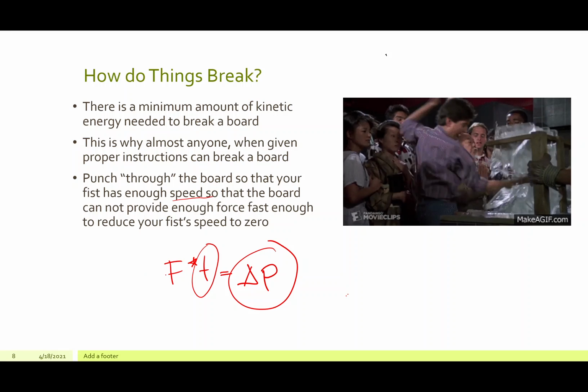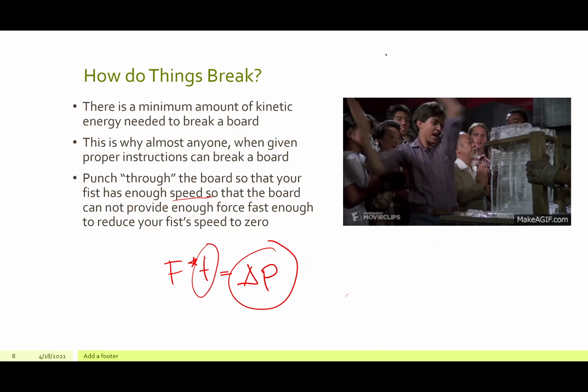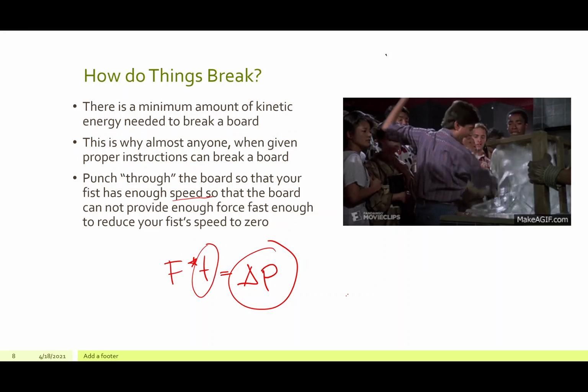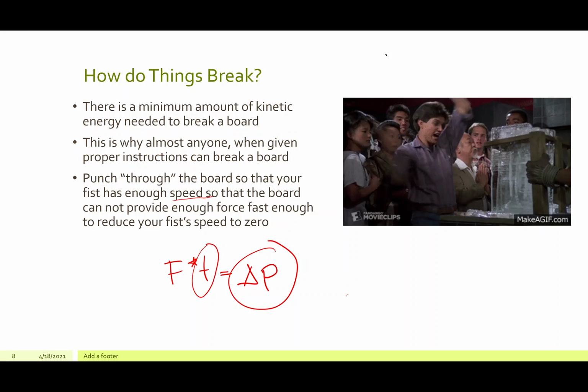Another way to think about this is using impulse, or force times time. This is also equal to the change in momentum. So a large change in momentum over a smaller amount of time can cause more concentrated damage and break an object as opposed to pushing it or bending it.